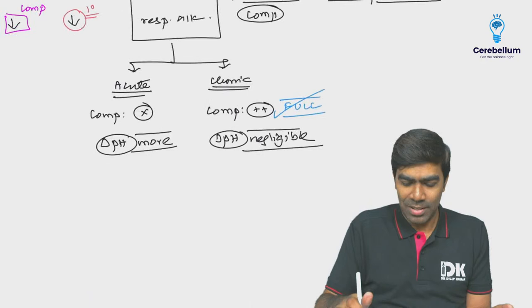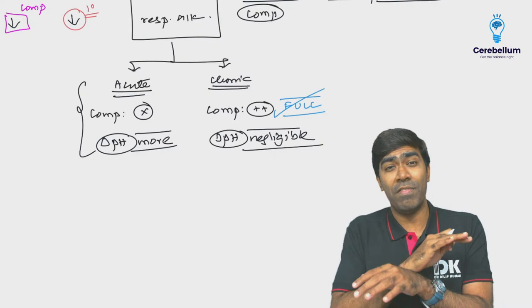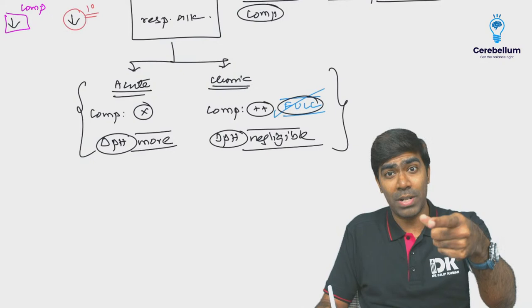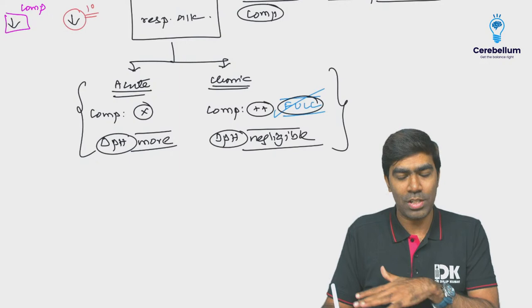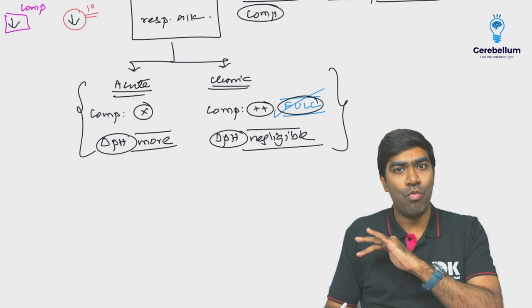Acute respiratory disorders will be uncompensated. Usually compensations will be very poor, whereas chronic respiratory disorders often tend to have a full compensation. I think you can get it. Primary metabolic problems, respiratory compensations are always partial. Acute respiratory problems, compensations usually will not be there. So it's a no compensation situation. Chronic respiratory problems usually are going to have full compensation. This is a general rule of thumb that you need to know.